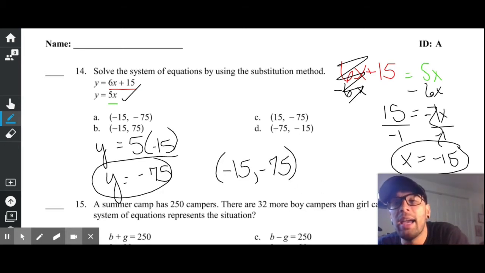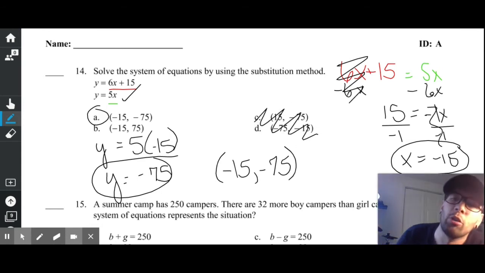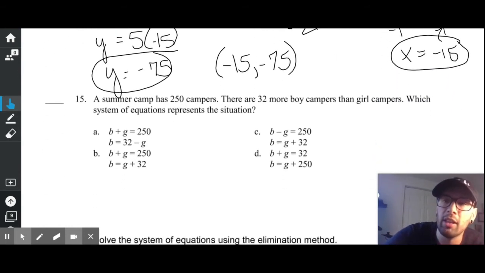I have A. Okay. And right off the bat, once I got to x is negative 15, I already knew that these guys were no good, but I wasn't allowed to just randomly circle anyone that seemed to be right. I have to be a little bit more careful with these things.